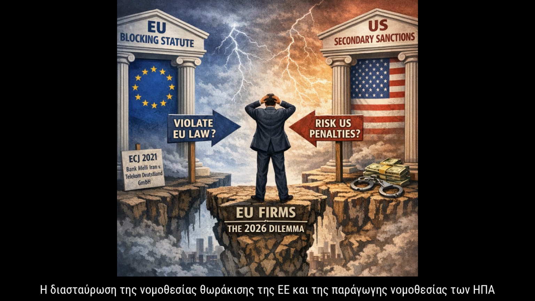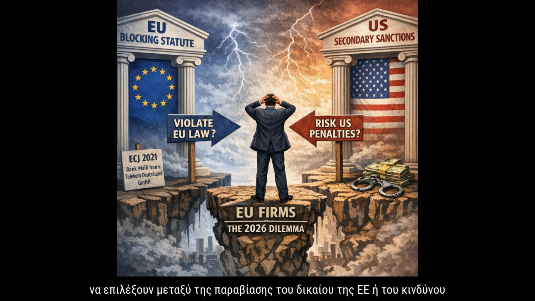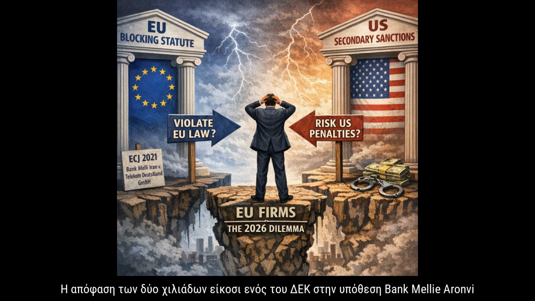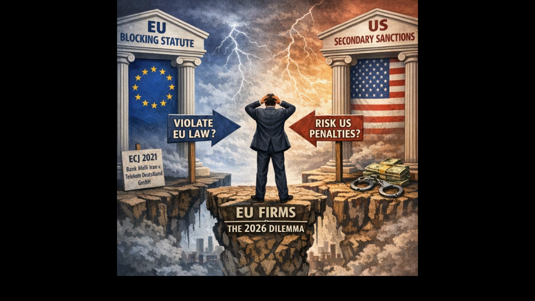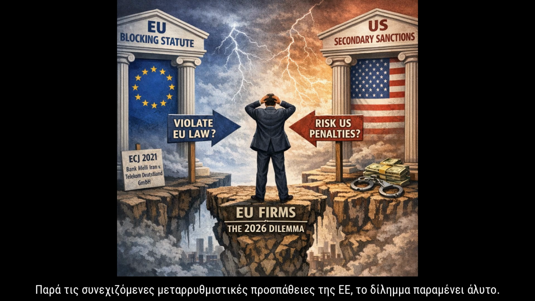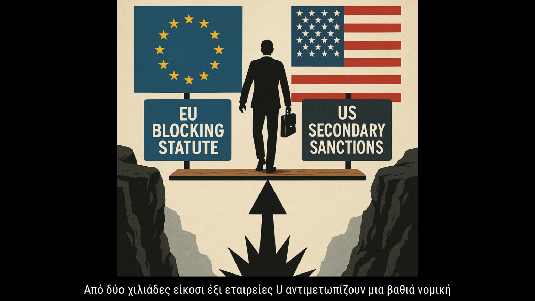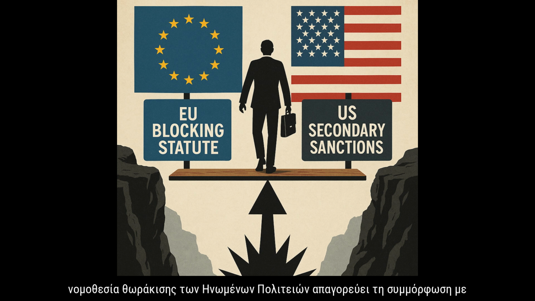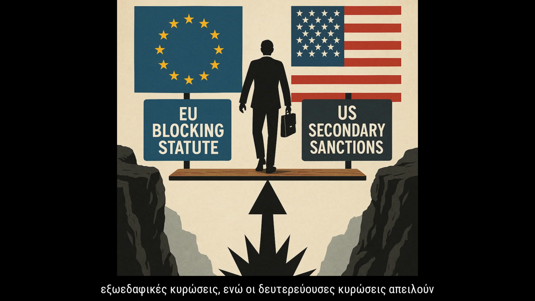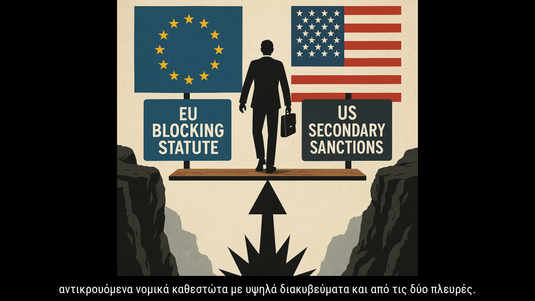The intersection of the EU blocking statute and US secondary sanctions creates a direct legal conflict for EU firms, forcing them to choose between violating EU law or risking severe US penalties. The 2021 ECJ ruling in Bank Meli-Iran v. Telekom Deutschland GmbH further complicates compliance, and despite ongoing EU reform efforts, the dilemma remains unresolved as of 2026. EU companies face a profound legal and practical dilemma. The EU blocking statute prohibits compliance with certain US extraterritorial sanctions, while US secondary sanctions threaten severe penalties for non-compliance, forcing firms to navigate conflicting legal regimes with high stakes on both sides.